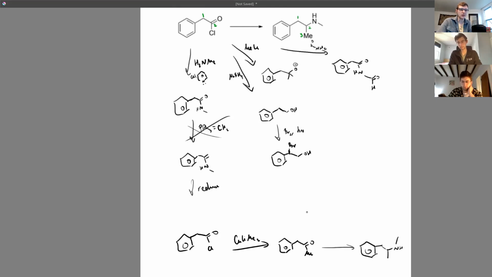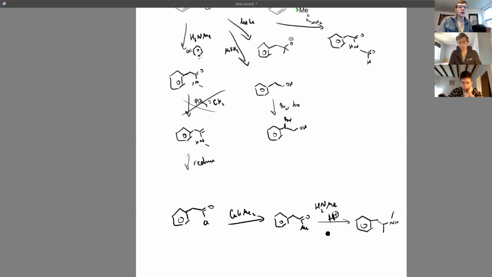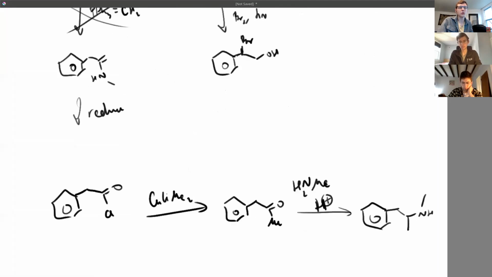So to make the imine, all that we have to do is add H2N methyl. Imine formation only happens under acidic conditions. And then we have to reduce it. Let me rewrite this because it's ugly. Then we have to reduce it.